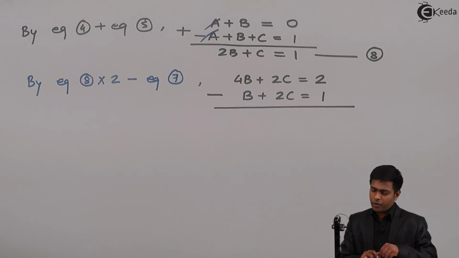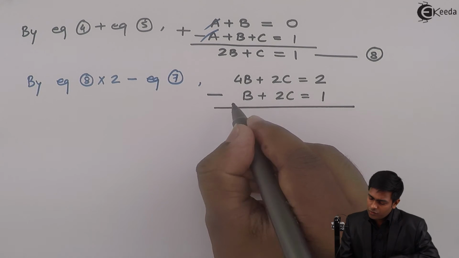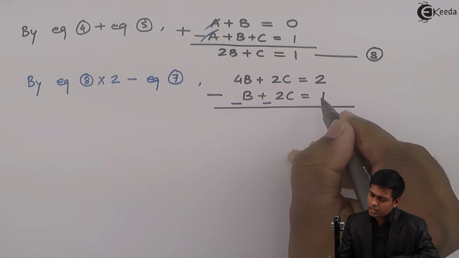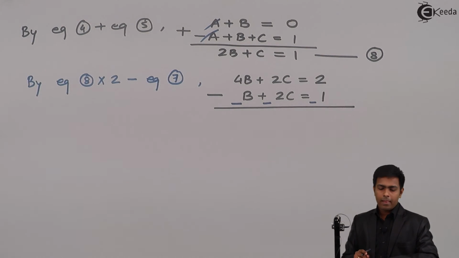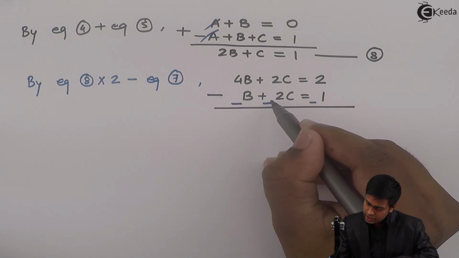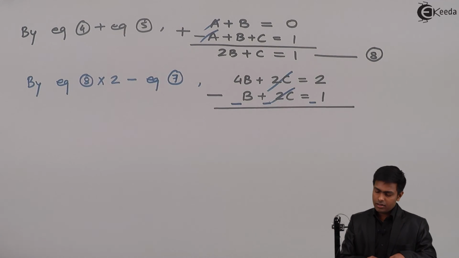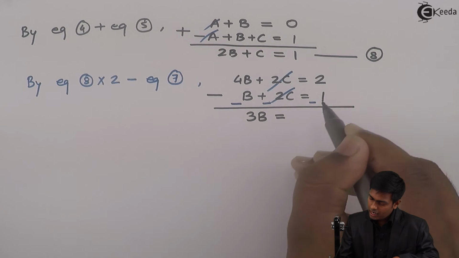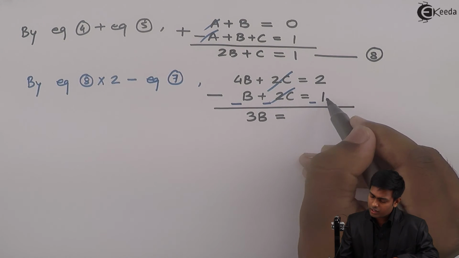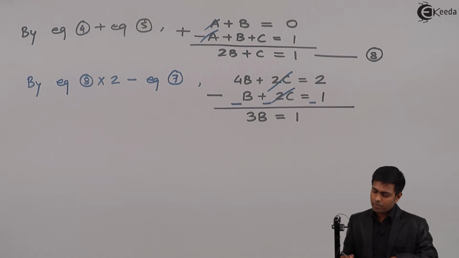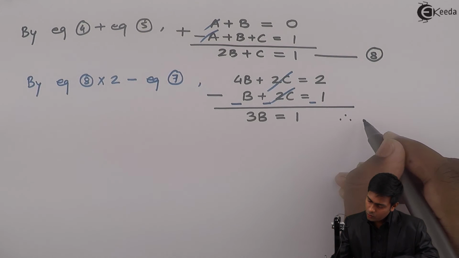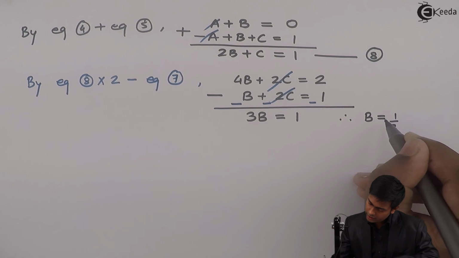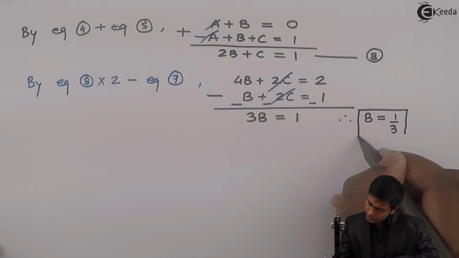Now when we are performing the subtraction, the sign of second equation will change. So b will become minus b, 2c will become minus 2c, and 1 will become minus 1. So here this 2c and minus 2c will be cancelled. 4b minus b will become 3b, and 2 minus 1 will become 1. And therefore we will get value of b as 1 upon 3. So we got value of b.